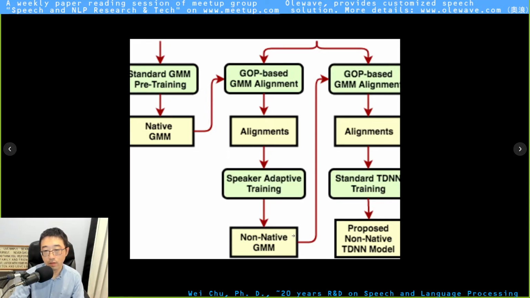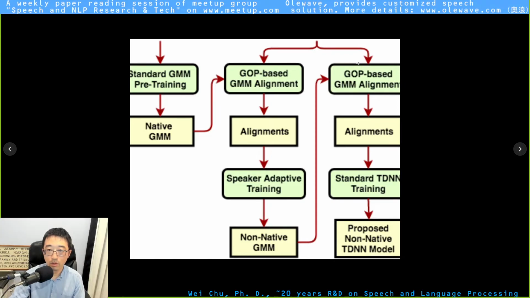It's a non-native GMM in my case. Then I run this model again on the original speech. Then I get new alignments. Then I train my final model. So why do I run this procedure twice?